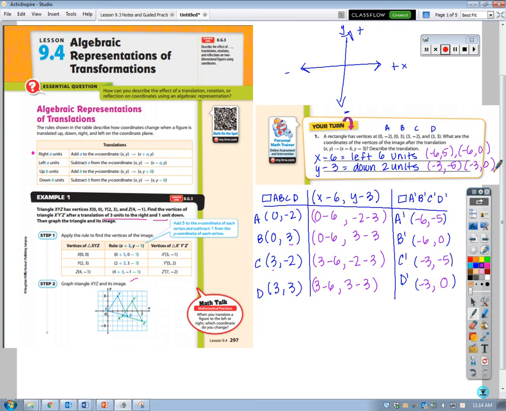So you could always check by plotting your preimage and then doing the translation given and plotting the image and seeing if your points match. So if they don't match, you either made an error in your actual graphing or you made an error in your translations, but it would indicate that you needed to fix something somewhere. Okay, so that is algebraic rules for translations.